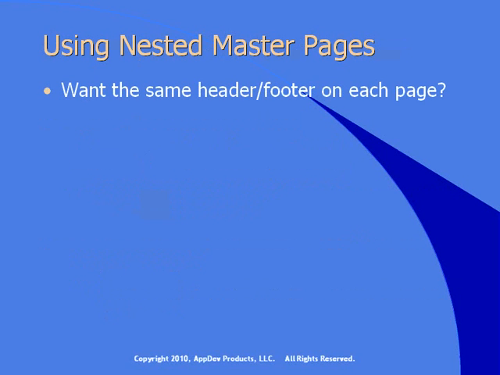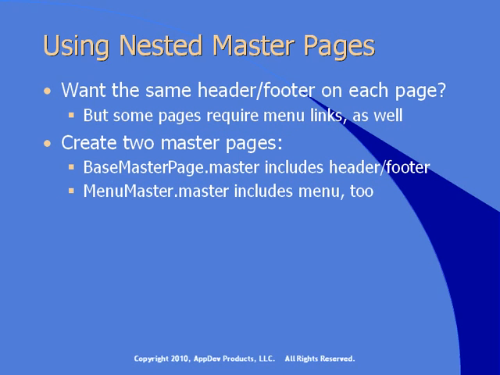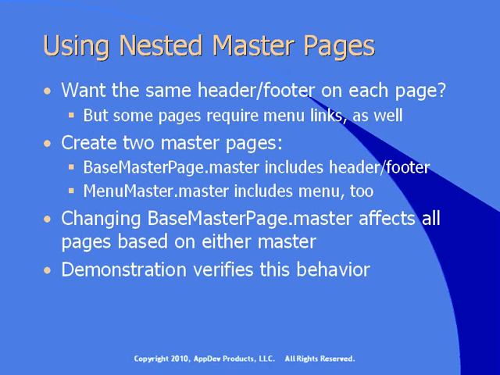So say you want the same header and footer on each page, but some pages require menu links as well. You could create two master pages, the base master page.master, which includes the header and footer, and the menu master.master, which includes the menu as well. Changing base master page.master affects all pages based on either master because menu master inherits from base master page. The demonstration we'll look at will verify this behavior.